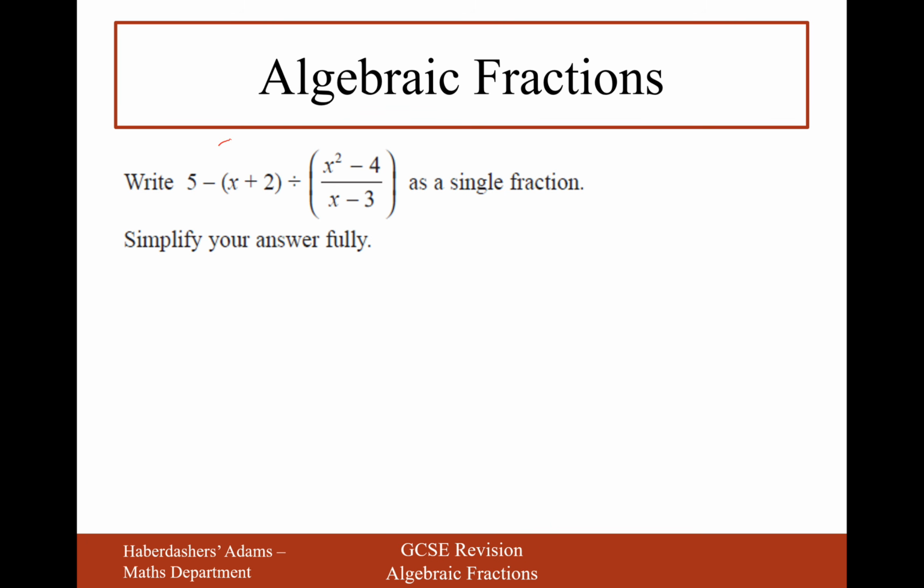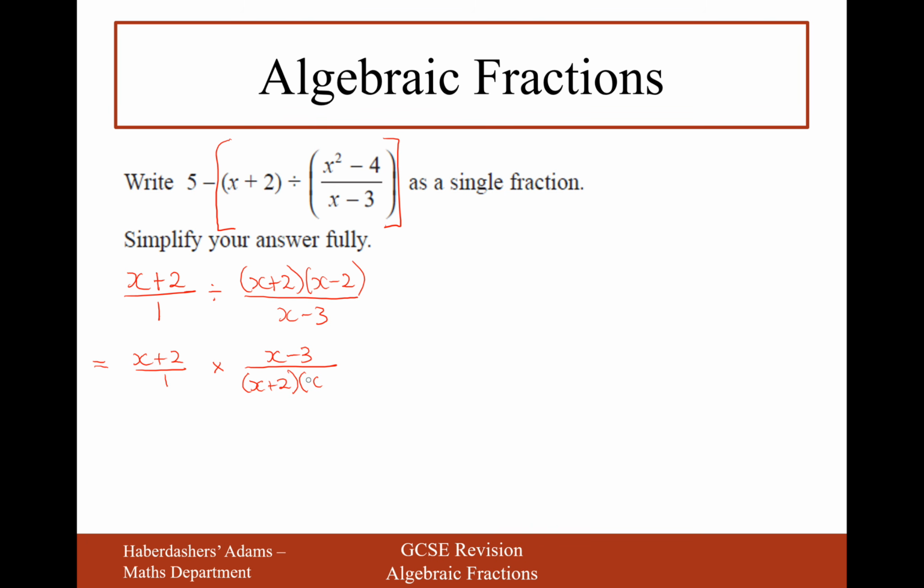So what I'm going to do is split my question up into do this divide first, and then I'll do 5 minus the answer. So it's going to be x plus 2. I'm going to treat the x plus 2 as x plus 2 over 1, divided by, now I'm going to factorize the top here, x plus 2, x minus 2, over x minus 3. So how do you divide fractions? You times and flip the second one, kiss and flip. So it'd be x plus 2, x minus 2.